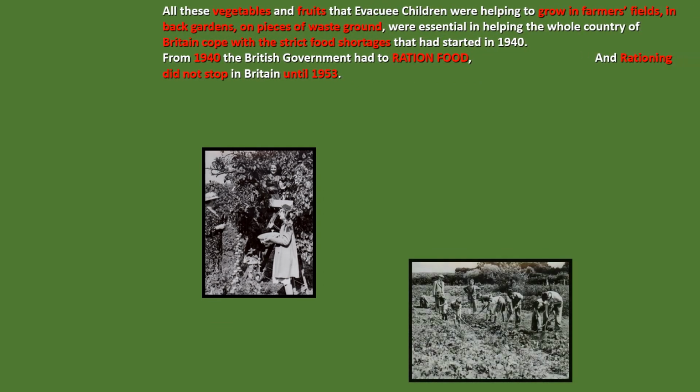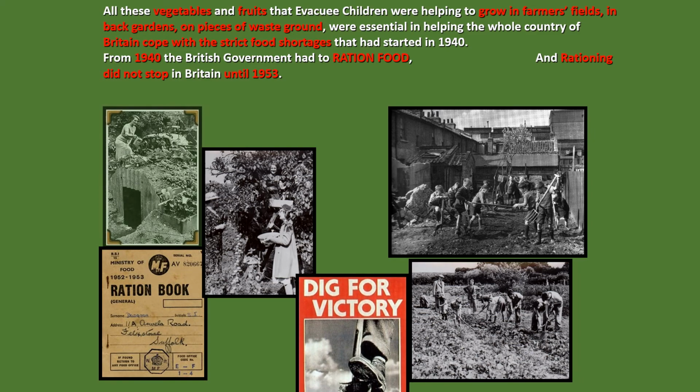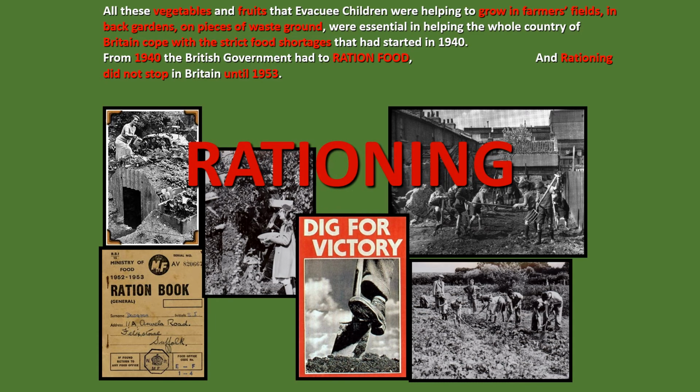So all of the veg and fruit that the children were helping the farmers to grow in their fields or back gardens or in wasteland, this was all essential as Britain was suffering from food shortages because of the war. And in the 1940s, the government had to ration food. Now, rationing means that each person was only allowed a certain amount of food. And the types of food that were rationed, it wasn't all food, but things like meat, tea, jam, eggs, canned food, milk, these were all the food items that were rationed during World War II.